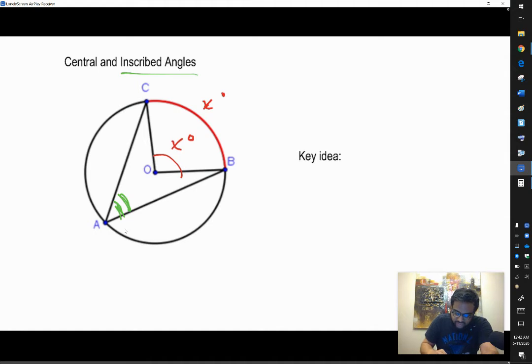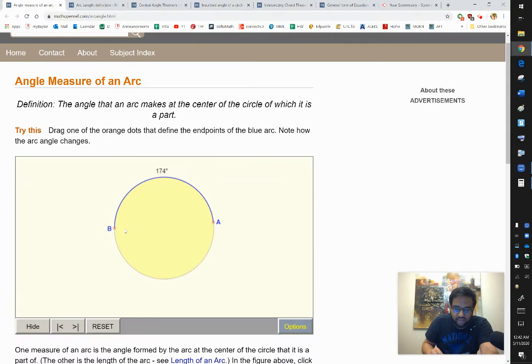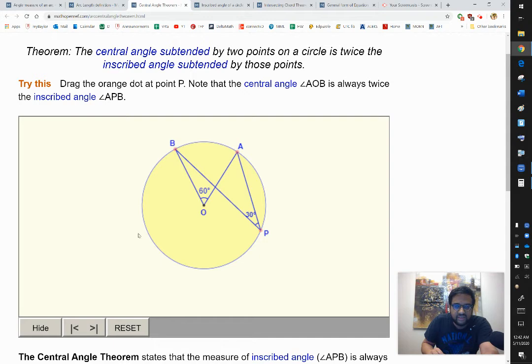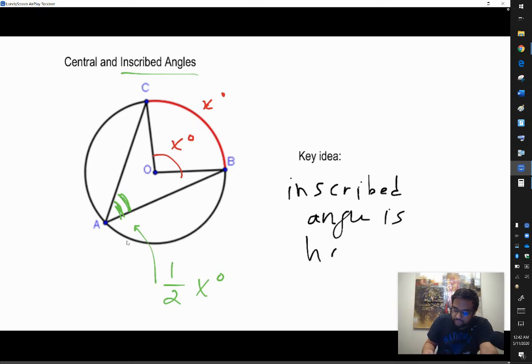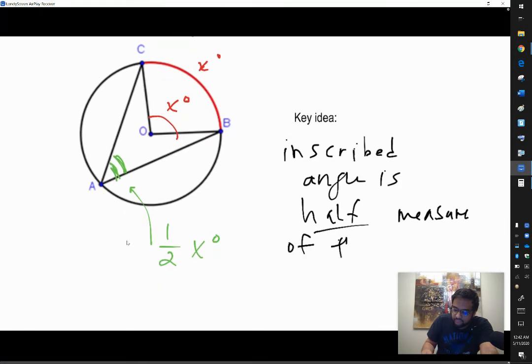What we just saw illustrated through that illustration there is that the inscribed angle is always half of that. So in this case, that would be 1/2 x degrees. So inscribed angle, again, vertex on the circle, is half the measure of the captured arc.